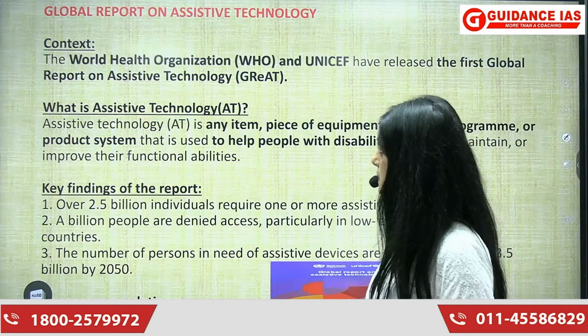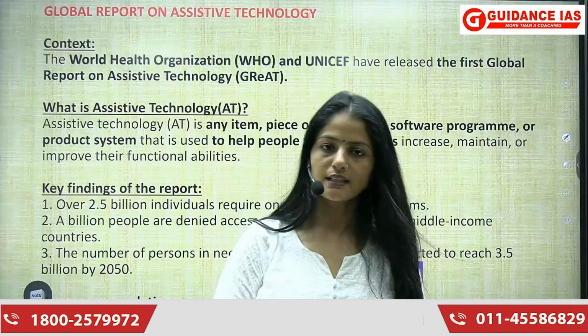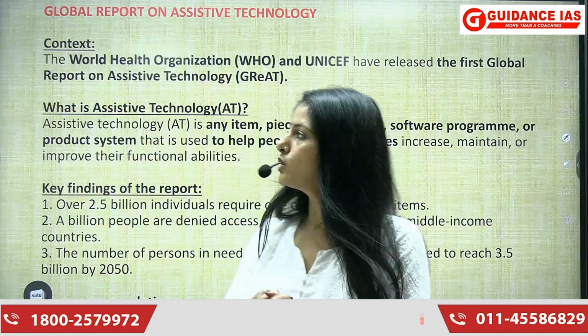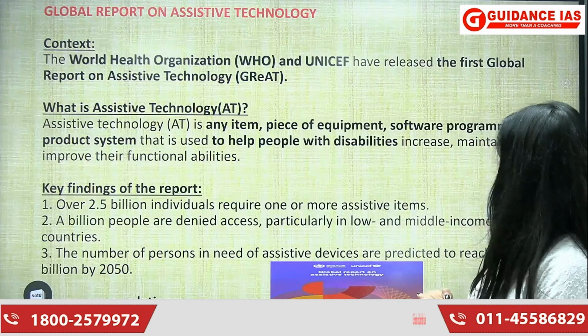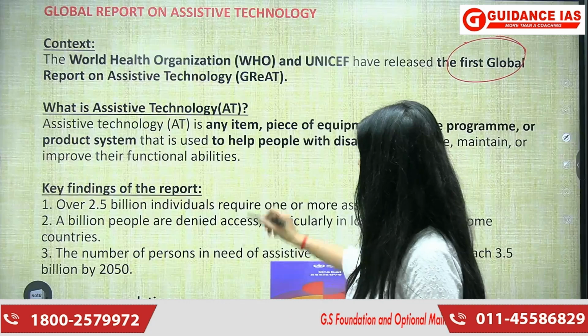Up next we have global report on assistive technology. Again, 2-3 things, like I always say, that whenever it comes to a report or any statistics, we must first remember that who exactly releases the particular report. And here in this case, WHO, World Health Organization, and UNICEF have released the first global report on assistive technology. Since this is the first global report on assistive technology, this becomes important for our examination too. We call it great. Okay, so they can ask you who releases it, WHO plus UNICEF.